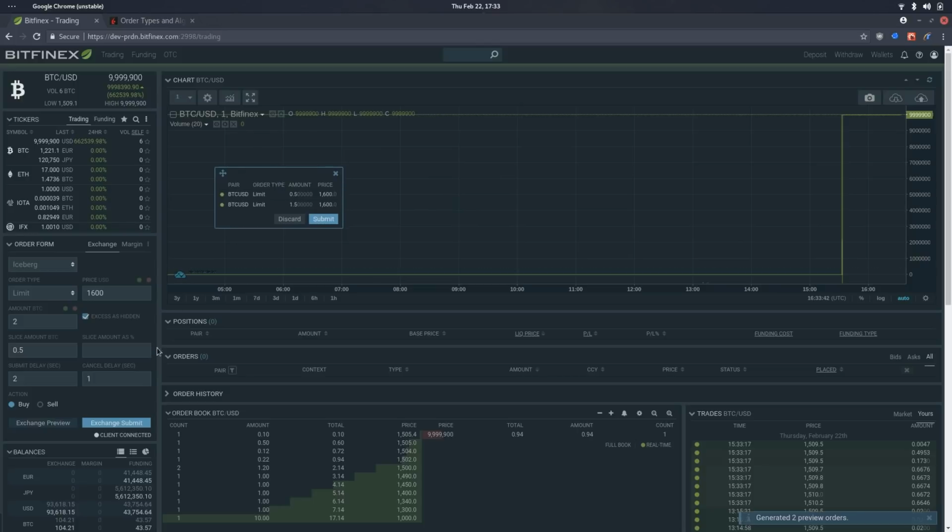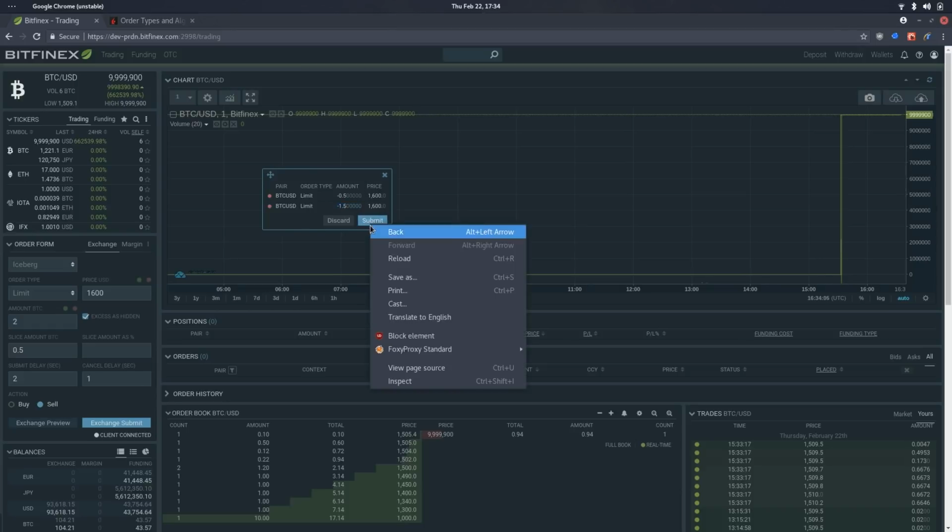So there are only two orders. In total, they're trying to buy two Bitcoins. Oh, wait, that's a mistake. Should be sell. Let me do it again. So in total, they're trying to sell two Bitcoins, but the first slice is for 0.5 and the second slice is for 1.5. This larger order is actually hidden. That does not show up in the form, but we will add that in the future.